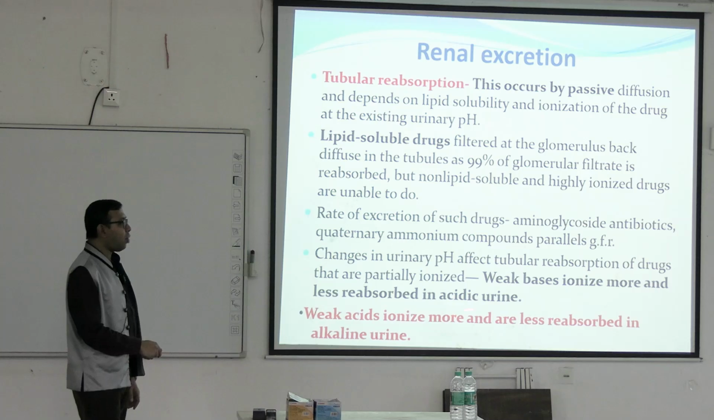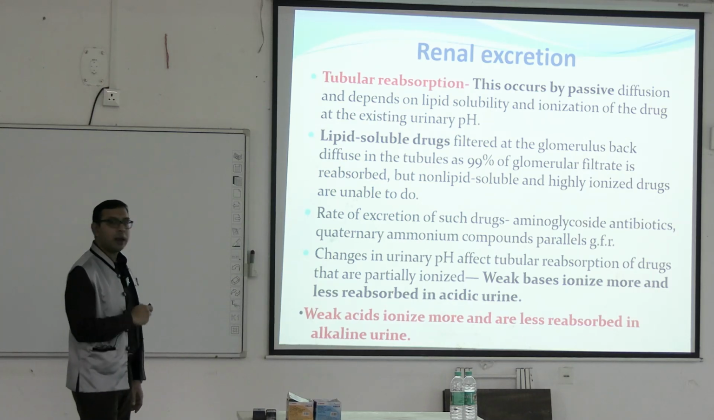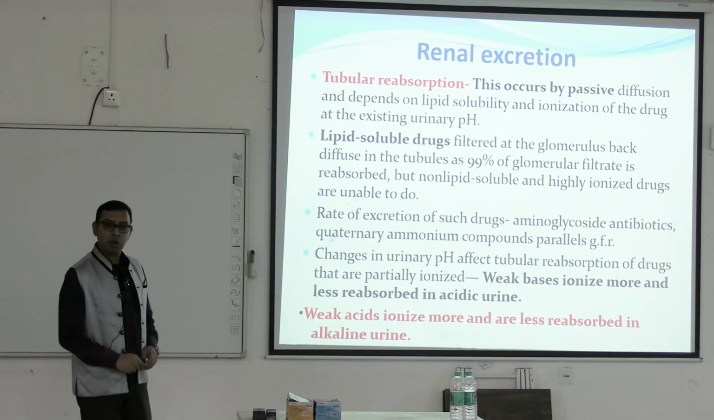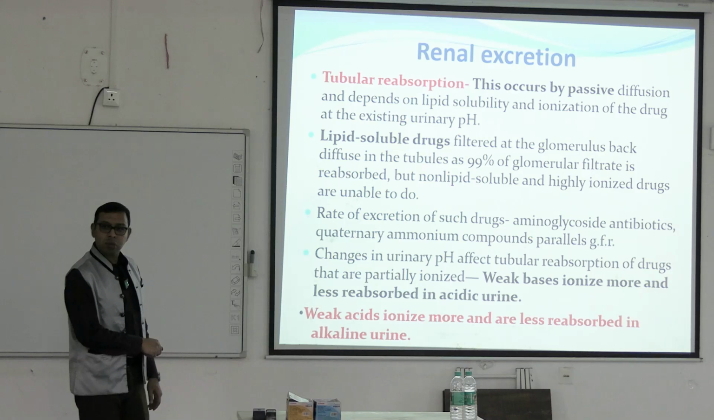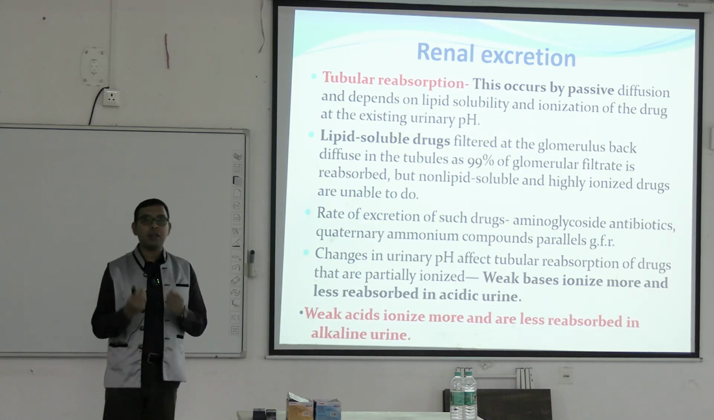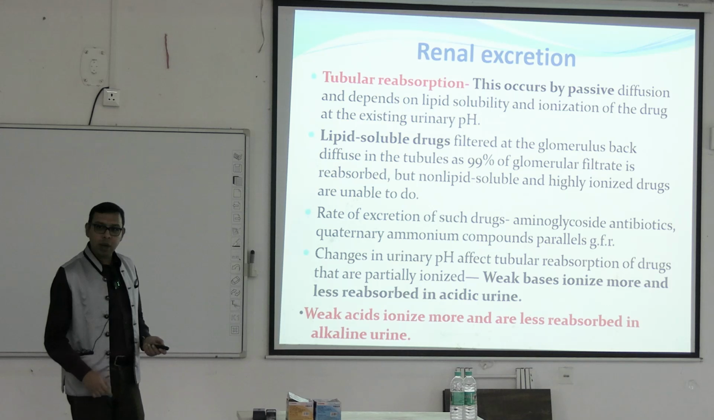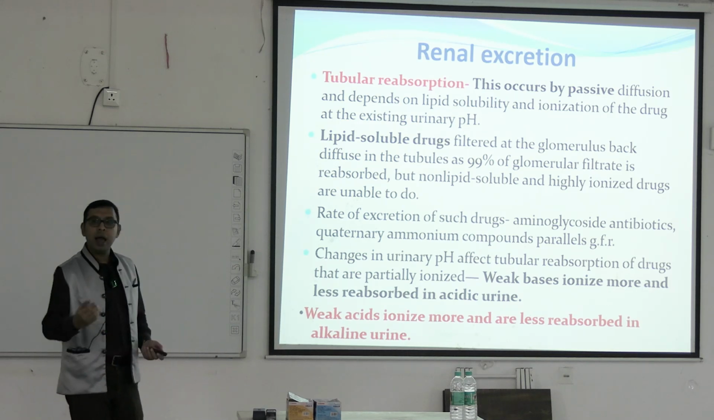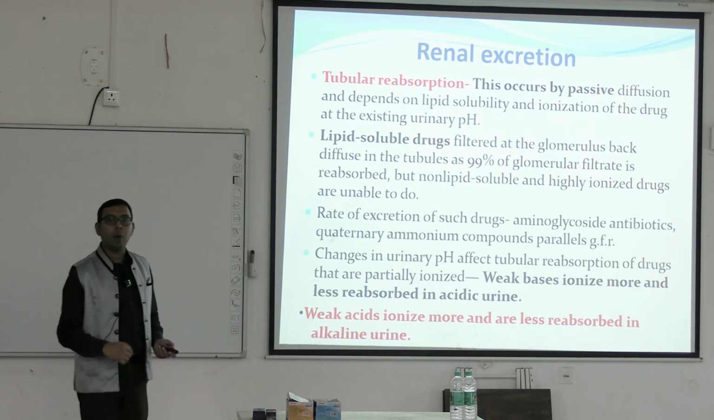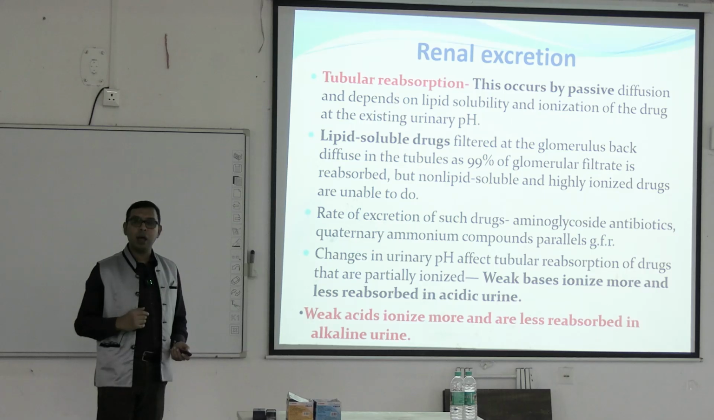Weak acids ionize more and are less reabsorbed in alkaline urine. Just the opposite, you can see. Those drugs which are weakly acidic ionize more in alkaline urine. When they are ionized more, they are less reabsorbed back to the body and more excreted in the urine.